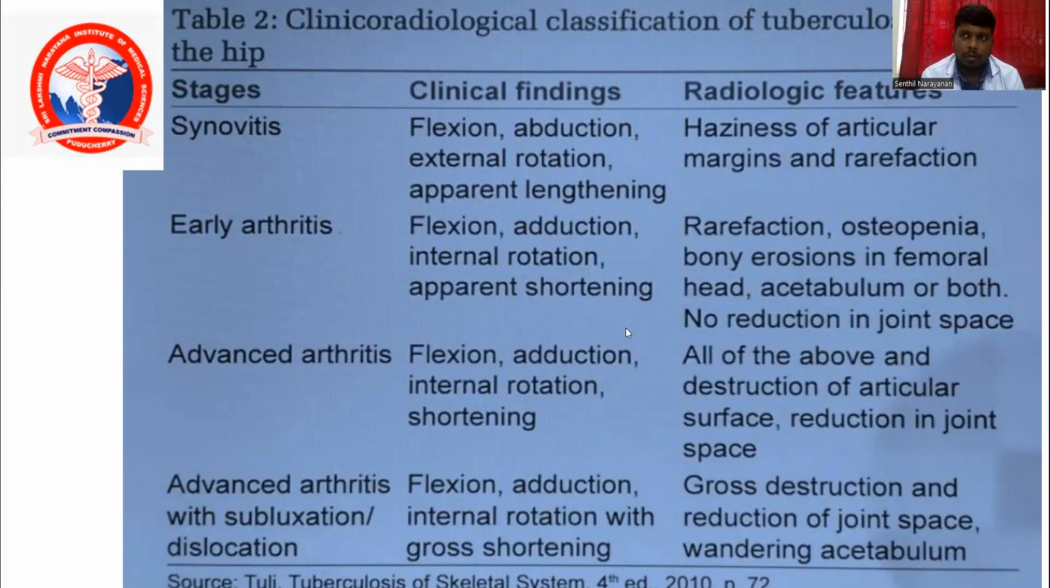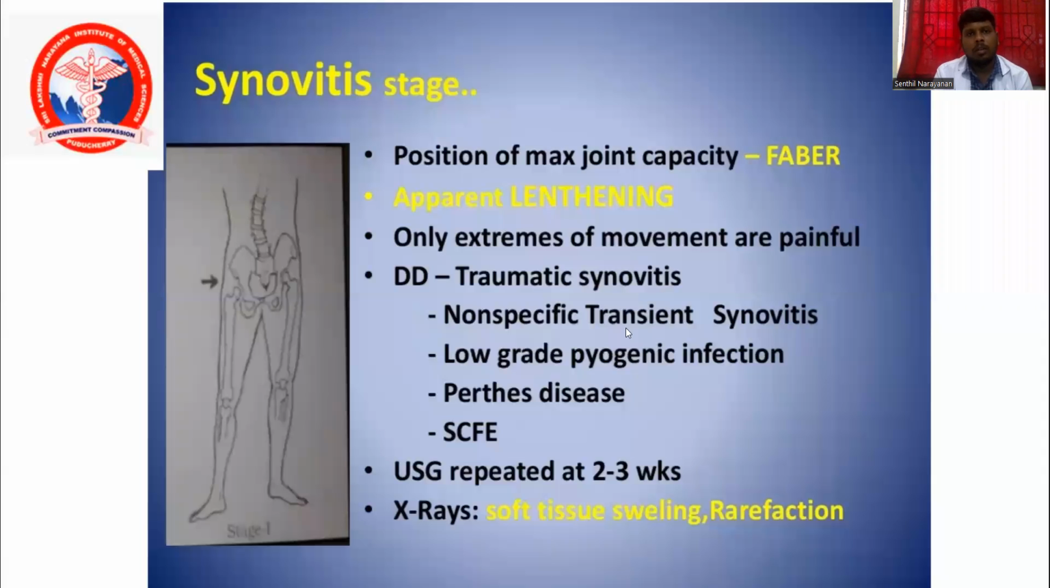So the four stages are the synovitis stage, the early arthritis stage, the advanced arthritis stage, and advanced arthritis with subluxation or dislocation. In the stage of synovitis, the position of maximum joint capacity is flexion, abduction, and external rotation, and there is apparent lengthening. The differential diagnosis is traumatic synovitis, non-specific transient synovitis, low-grade pyogenic infection, Perthes disease, and SCFE. Ultrasound is repeated every 2 to 3 weeks, and X-ray can show soft tissue swelling and rarefaction.